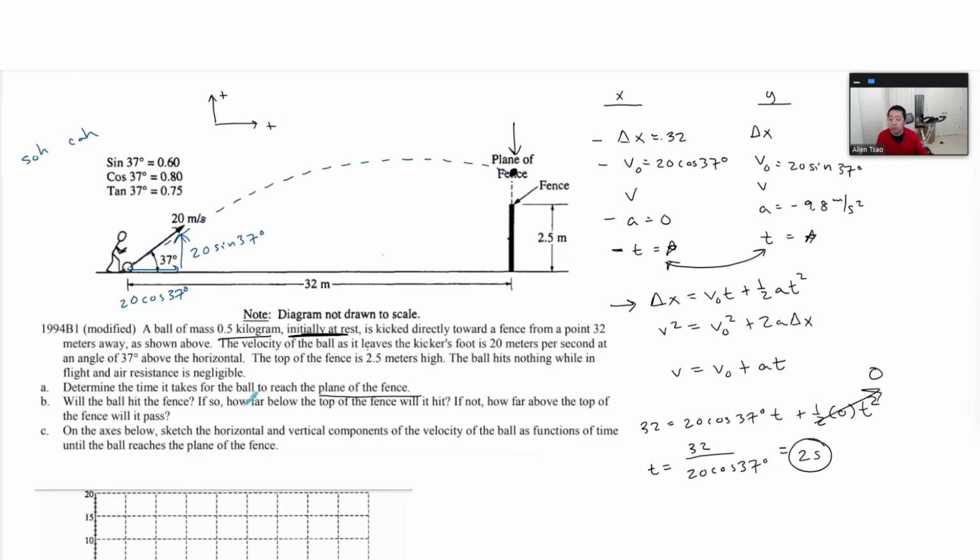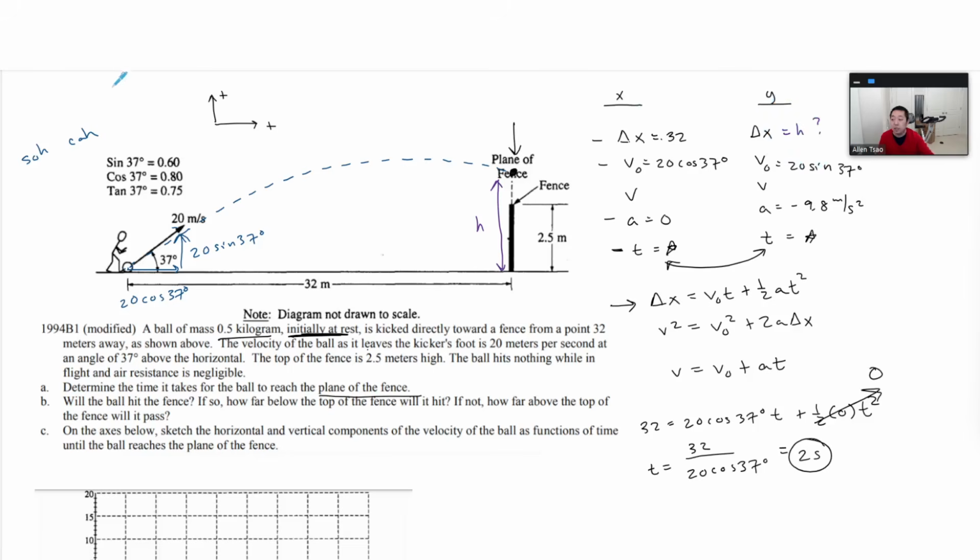That's how you want to do it. Now, part B, will the ball hit the fence? If so, how far below the top of the fence will it hit? If not, how far above the top of the fence will it pass? So how am I going to decide whether or not it hits the fence? If I figure out how high it is, I know that if it's bigger than 2.5, it's going to go over the fence. If it's less than 2.5, it's going to hit the fence. So I ultimately want to figure out this variable right here.